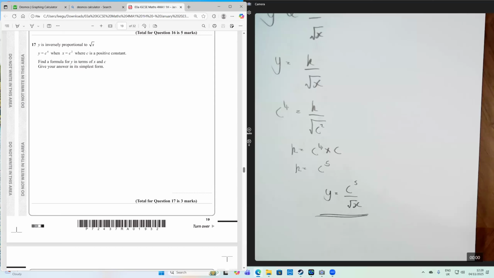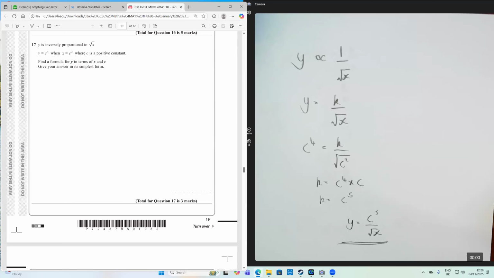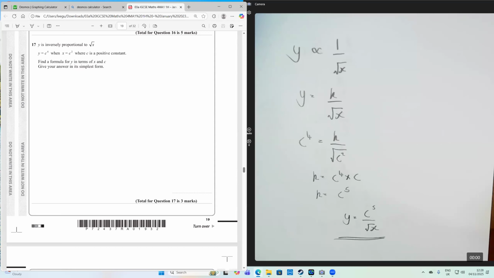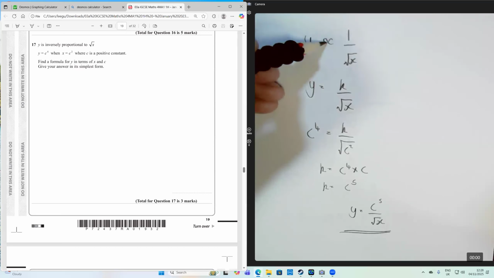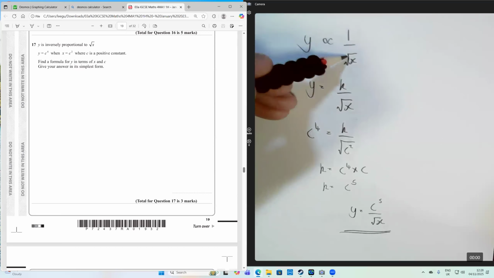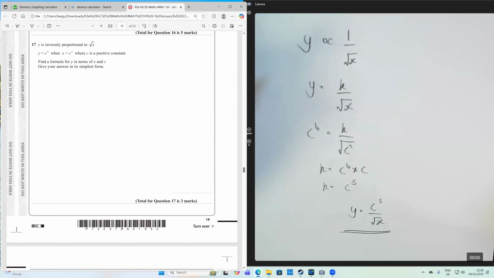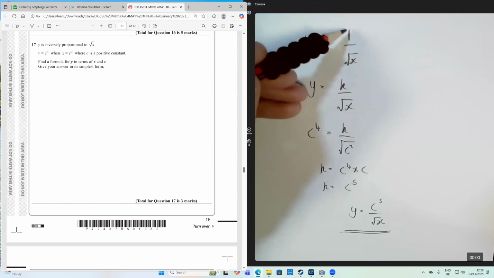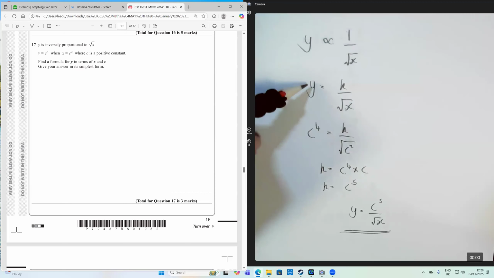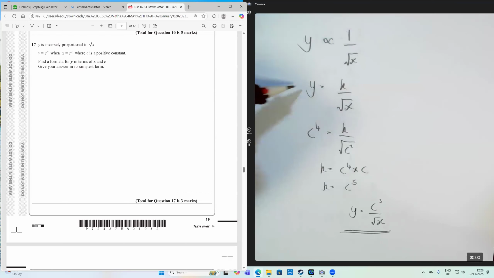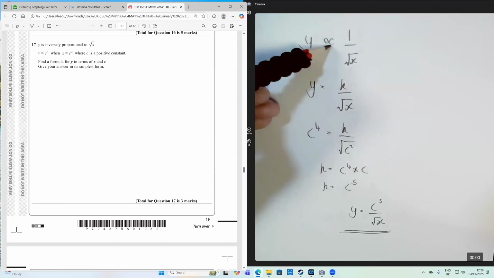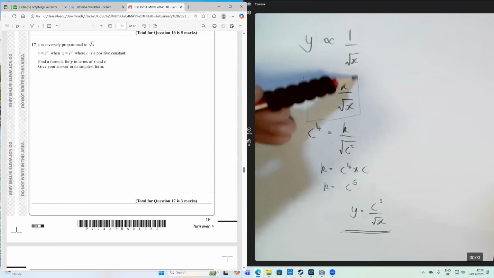What's this one all about? Y, it says, is inversely proportional to root x. So let's write that first. So y is proportional to 1 over root x. When a question says inversely proportional, we do it in that way, okay? So that means y is equal to k over root x. So that's our proportionality statement and gone into an equation.